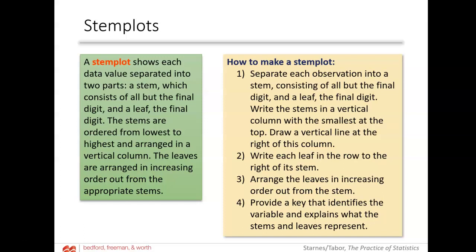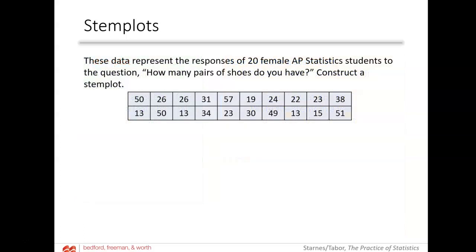Separate each observation into a stem, consisting of all but the final digit, and a leaf, the final digit. Write the stems in a vertical column. We just talked about that. All right, let's see this. Let me show you what's going on here. So we have this data. These are 20 female AP statistics students who answered the question, how many pairs of shoes do you have?